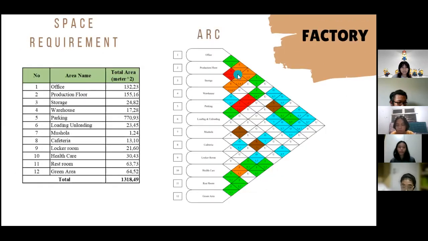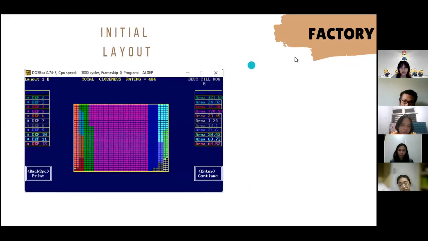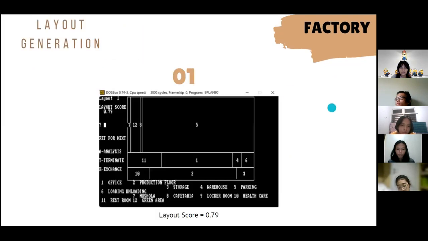So this is the specific requirement and ARC for the factory. For the specific requirement, we can know about length and width for each department, and for ARC, we can know about the relation between departments. Next. So this is the initial layout of the factory. After we input the previous data, then we can create ALDEP, and ALDEP is used to generate the initial layout from the factory. Next.